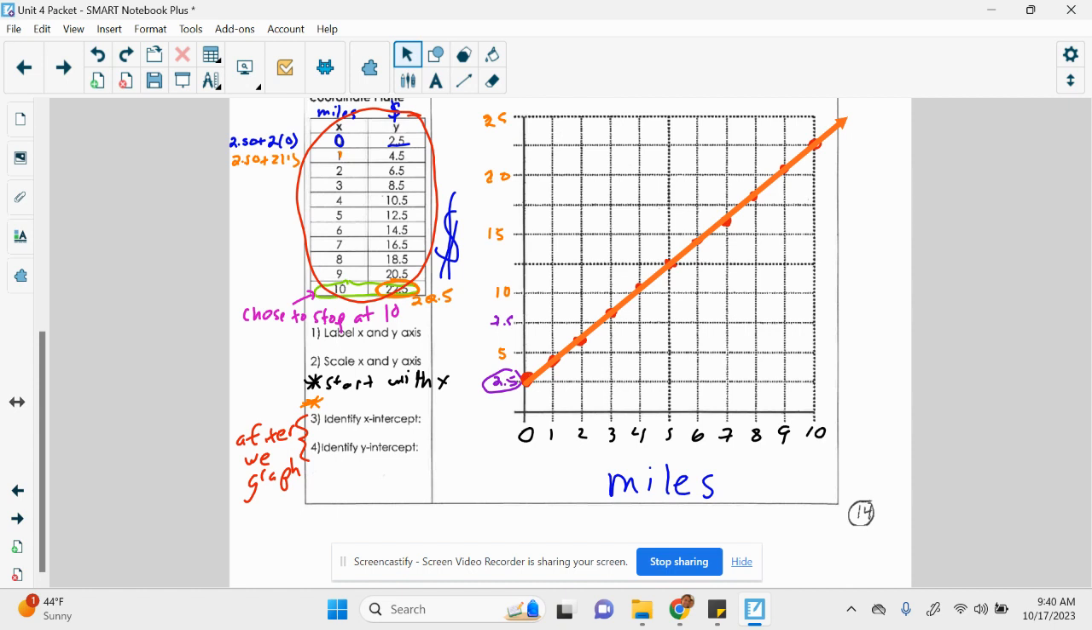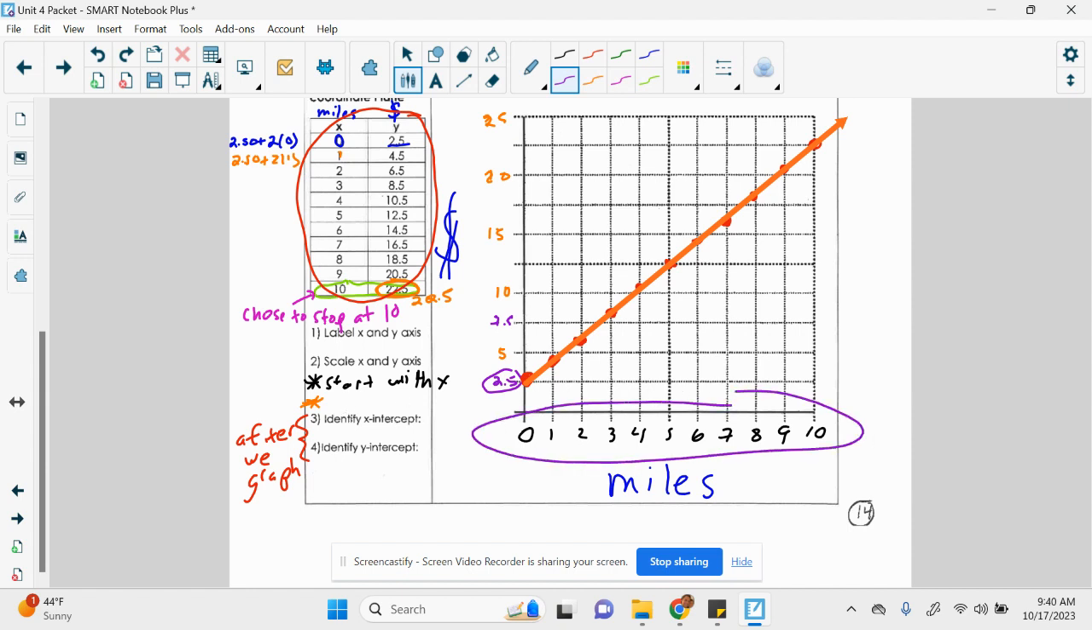Now, we can identify a couple things. Ready? Number one, we're going to identify the x-intercept. So where does it cross the x-axis? Now, you might be saying it doesn't. You are correct. So we're going to say none. There is no x-intercept here. How about a y-intercept? And there is. The y-intercept is 0, 2.5, and bam, you just graphed a real world problem.